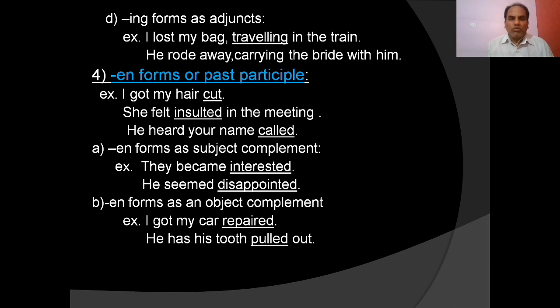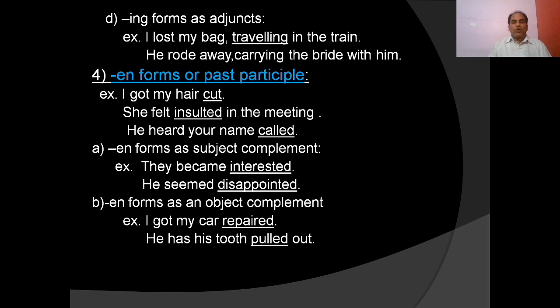Then the last form of the verb is the -en form, or the past participle. For example, I got my hair cut. She felt insulted in the meeting. He had your name called. You see, cut, insulted, called are examples of -en forms, or past participle forms, of a non-finite verb. So, -en forms, let us discuss their uses.